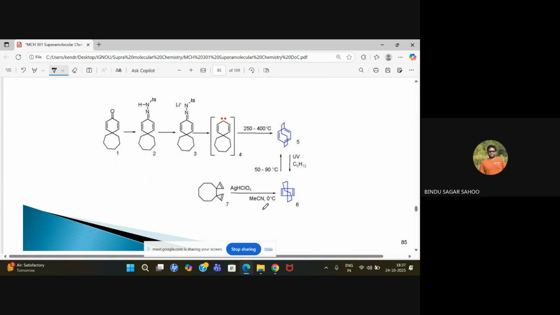Okay, so this is another synthesis method. If you take this reactant and add this oxidizing agent at 0 degrees Celsius, it can also get converted. So there are two methods. In this way you can synthesize the cyclophane, or in this way. If you treat this substrate with this oxidizing agent, it will initially get converted to this structure. If you heat further at 50 to 90 degrees Celsius, it will get converted to the cyclophane structure.